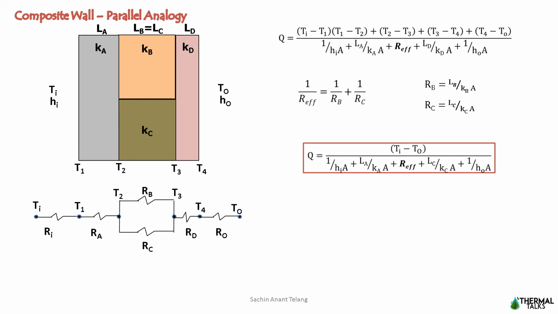What if we have three parallel thermal resistances? We can write effective thermal resistance in this way, that is 1 by R effective is equal to 1 by R1 plus 1 by R2 plus 1 by R3. So I hope it is clear to you. Let us solve a problem to understand this in a better way.